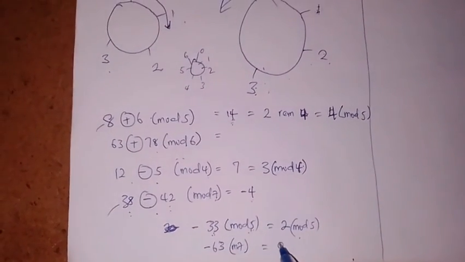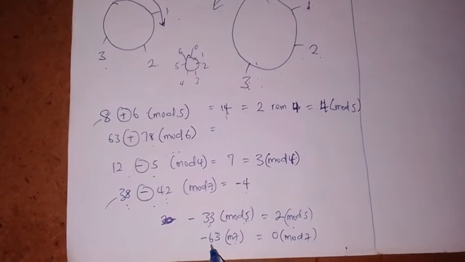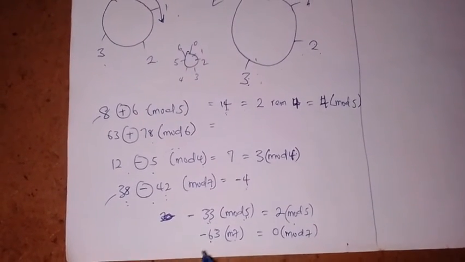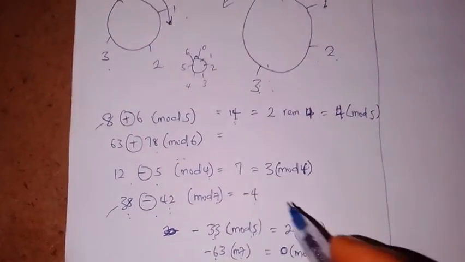Also, if I have something like minus 63 in mode 7, what will be this one's answer? This one will be 0 in mode 7. Why? Because 7 times 9 will give us 63 exactly, and then in that case, it's going to fall on 0. If you are still using the circle, it's going to take them back actually.